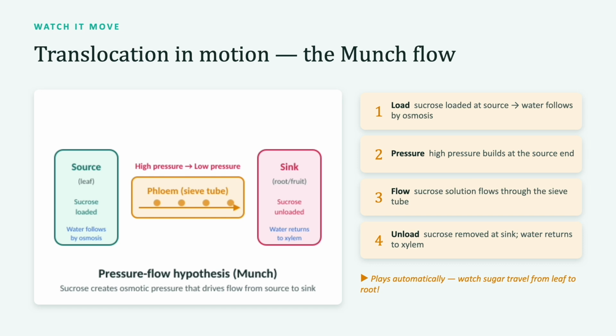Here is the Munch pressure flow model in one loop. Watch the orange sugar dots being loaded at the source, flowing rightward through the phloem sieve tube, driven by a pressure gradient and being unloaded at the sink. The labels remind you: load, pressure, flow, unload. One loop, one mechanism, the whole story of translocation.